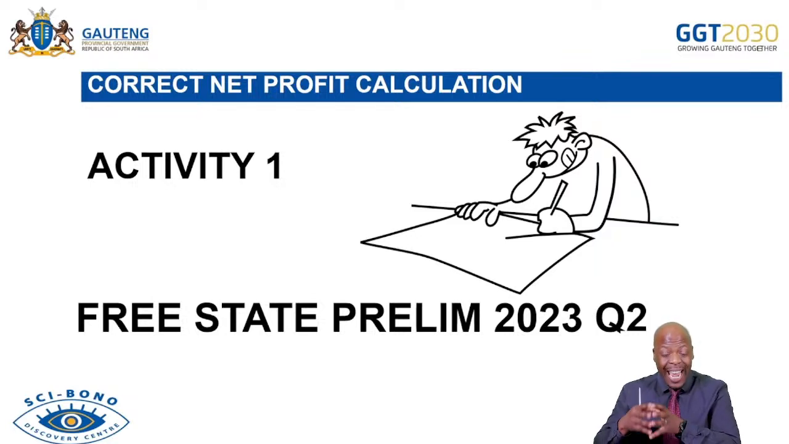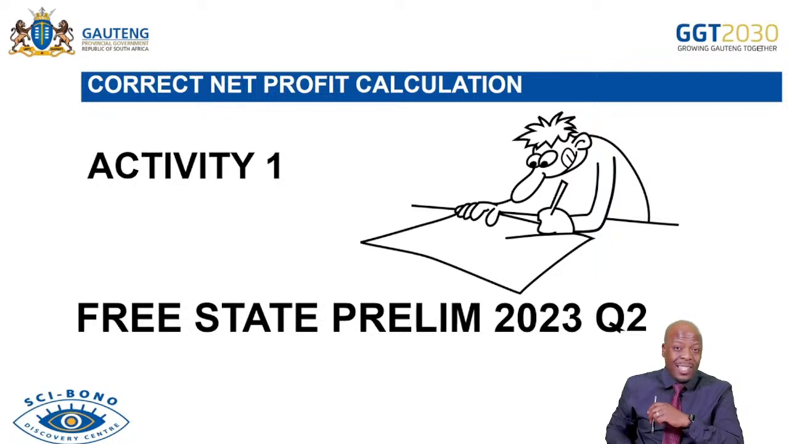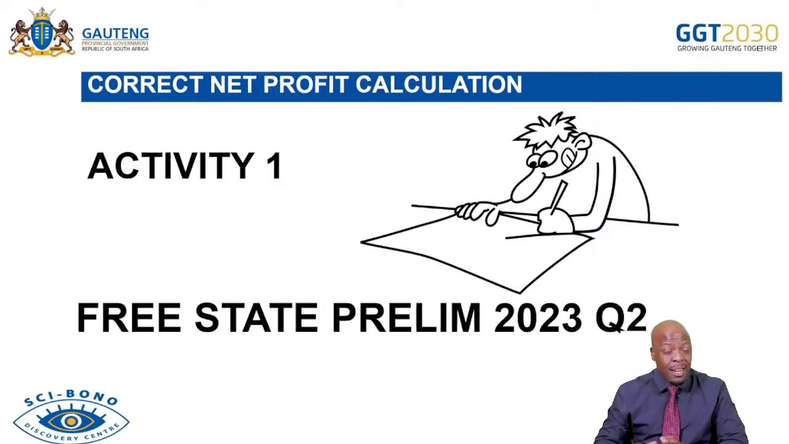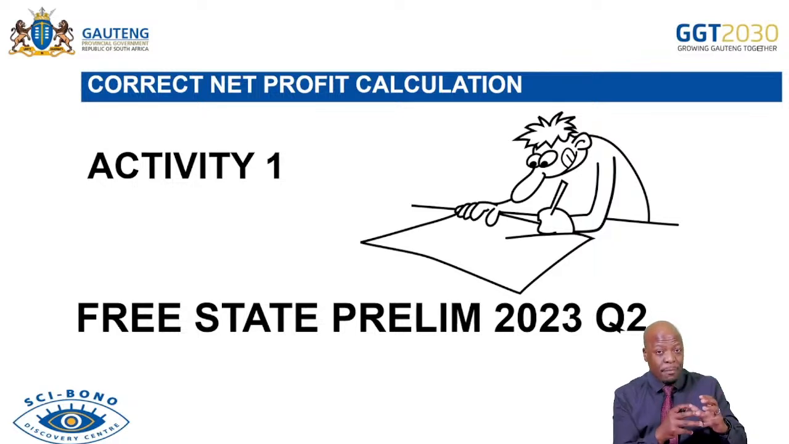I'm going to be doing activity 1, and activity 1 is from the Free State Prelim for the year 2023. So let's look at the Free State Prelim for the year 2023, and my focus is going to be on question 2, which was the cash flow question. Okay, in this question, they were asking specific things that we're going to answer, but as I said, we're doing that note, all right, and then I'm going to do the very same note with you now.